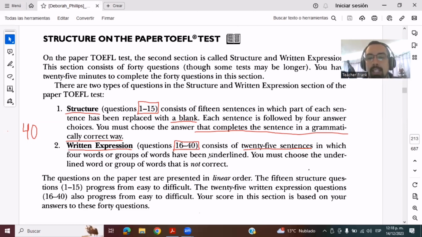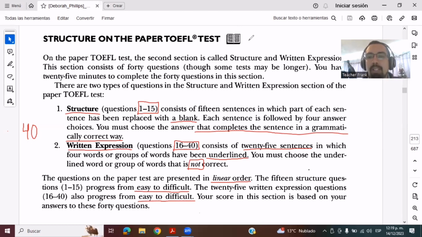And they are underlined, and you must choose, ojo aquí, you must choose the one that is not correct. So the one that is not correct is correct in this case, right? So they are presented in linear order, right? Which means, again, like if you saw in the last video of listening, it goes from easy to difficult, right? And also with the written expression questions, from easy to difficult, right? Your score in this section is based on the answers to these 40 questions.